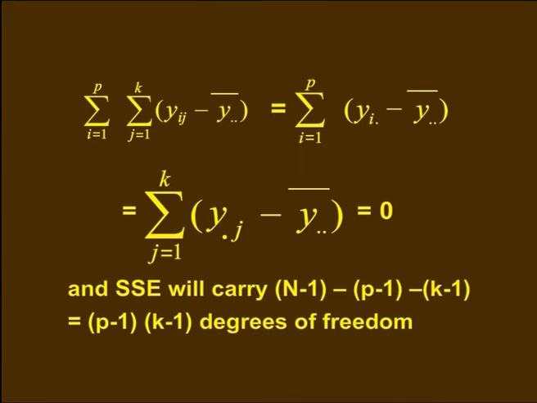Also, double summation i equals 1 to p, j equals 1 to k, (Yij minus Y bar dot dot) is equal to summation i equals 1 to p, (Yi dot minus Y bar dot dot), that is equal to summation over j equals 1 to k, (Y dot j minus Y bar dot dot), which is equal to 0. Hence, error sum of squares will carry (n minus 1) minus (p minus 1) minus (k minus 1), that is equal to (p minus 1)(k minus 1) degrees of freedom after simplification.